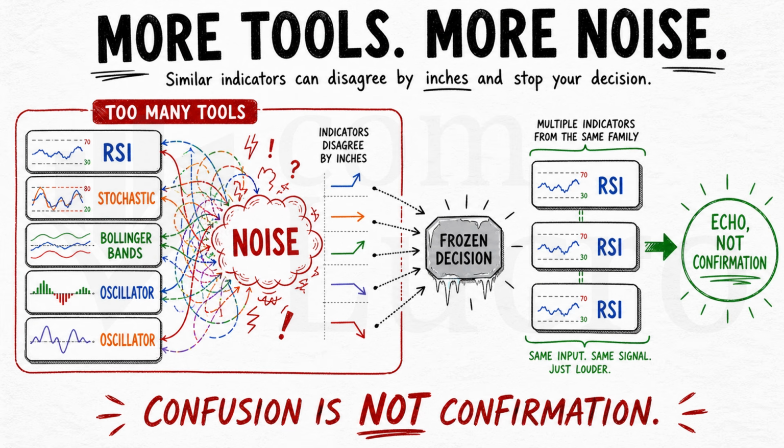The problem isn't that those tools are bad. The problem is that most of them are saying the same thing in slightly different ways. So instead of confirmation, you get noise. And when three tools disagree by a fraction, you freeze.